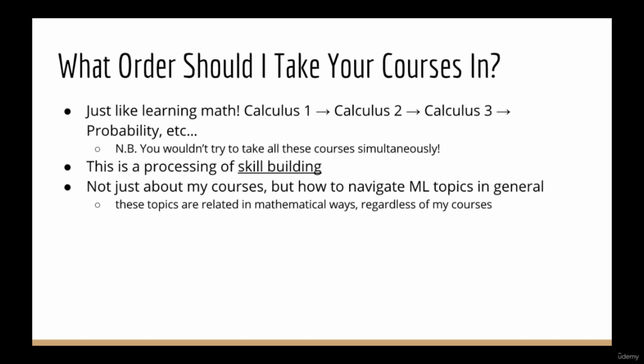So I think that what you'll find is, this ordering makes a lot of sense in that we're always building on skills we learned before. So it's just like learning calculus. First you learn calculus 1, then you learn calculus 2, which is kind of the opposite of calculus 1. Then you learn calculus 3, which expands on the ideas from both calculus 1 and 2. And then from there you can go on to even more advanced topics like probability. So this is a process based on skill building.